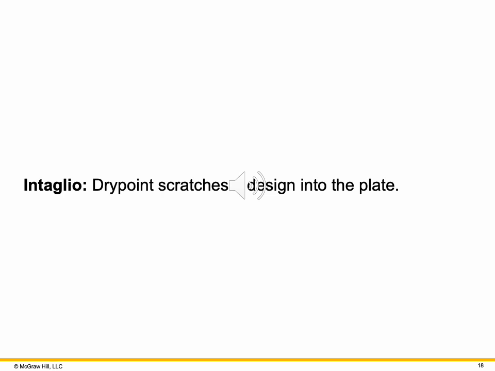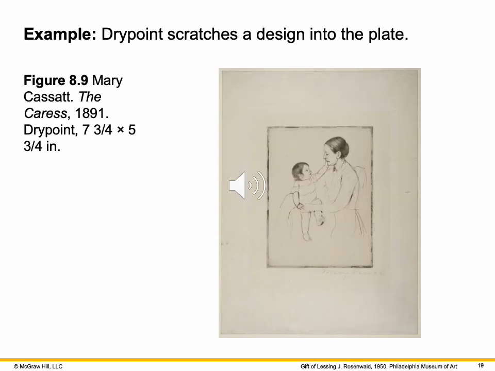Intaglio. Dry point scratches a design into the plate. Dry point is similar to engraving, except that the cutting instrument used is a dry point needle. The artist draws on the matrix, usually a copper plate, almost as freely as one can draw on paper with a pencil. As the needle scratches across the plate, it raises a burr, or a thin ridge of metal.